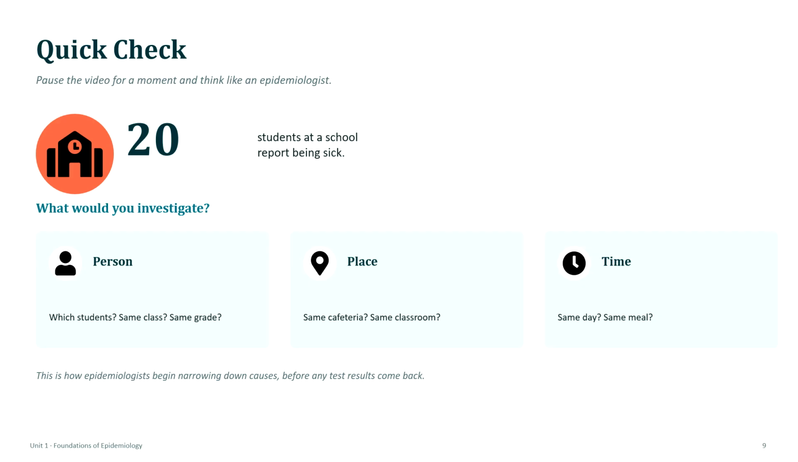Person. Which students are affected? Are they concentrated in one class or one grade? Place. Did they all eat in the same cafeteria or spend time in the same classroom? Time. Did the symptoms start on the same day or after the same meal? If you found yourself asking those three questions instinctively, you're already thinking like an epidemiologist, and this is precisely how real investigators begin narrowing down causes before a single lab result comes back.